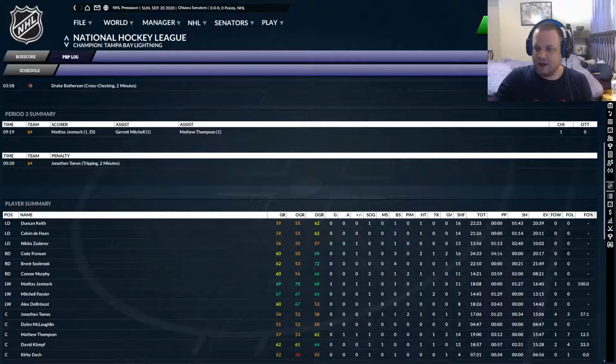Newsflash, he is. But that's kind of what that tells us here. And then EV is the amount of even strength time spent on the ice. So his total minus that is going to be the amount of even strength. And then we have finally the last three stats that I wanted to talk about. We have FOW, FOL, and FO percentage. That stands for face-off wins, face-off lost, and face-off percentage.